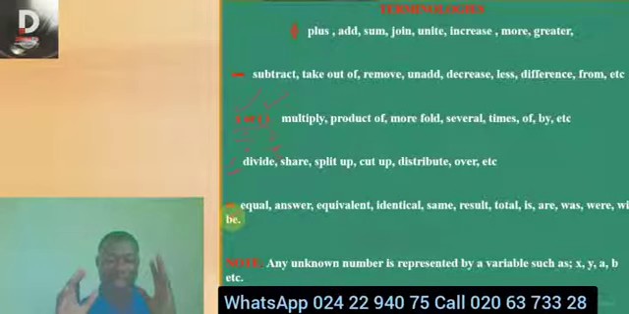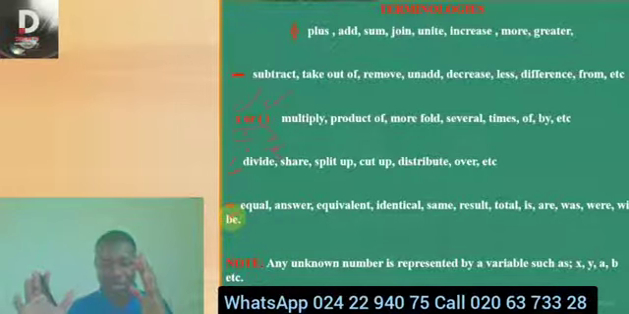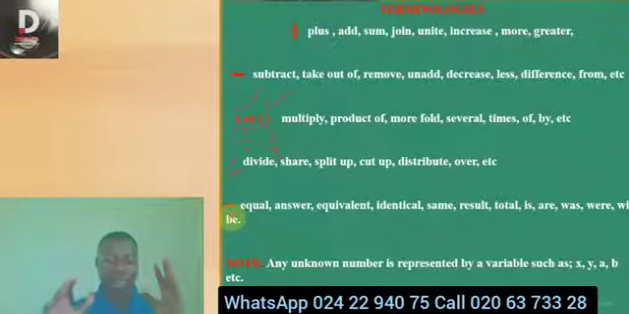If there's a number that is unknown, we are suspecting a number, but the number is not given in the question, you represent that by a variable. So you can use x, y, a, b, p, q, and so forth and so on. Right. Then also respect the order in which the statement is being made. The order. 7 is subtracted from 10. Take note. 7 is subtracted from 10.